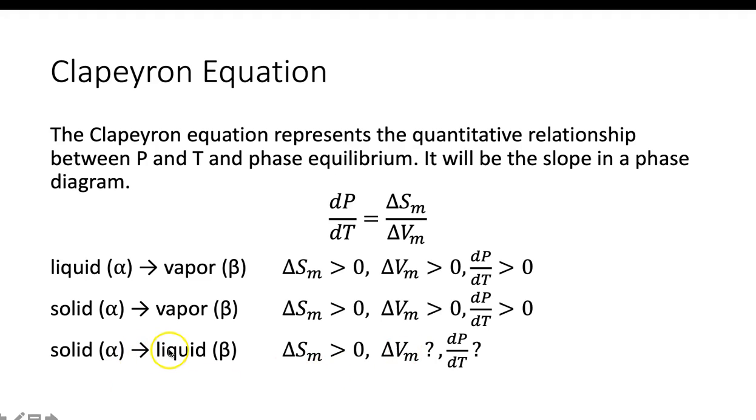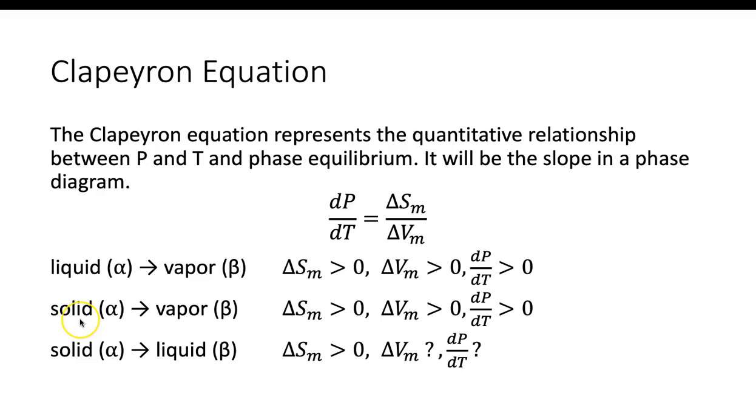Now, the one that's a little tricky is the solid to liquid phase change. Once again, by the third law, we know the entropy increases as we go from solid to liquid. If we just think from a disorder standpoint, we have more mobility, so the entropy is going to go up. That part is positive. But what about the molar volume? For most substances, the molar volume of the liquid will be greater than the solid. So the density of the liquid is less than the density of the solid. In that case, you would have a positive slope.